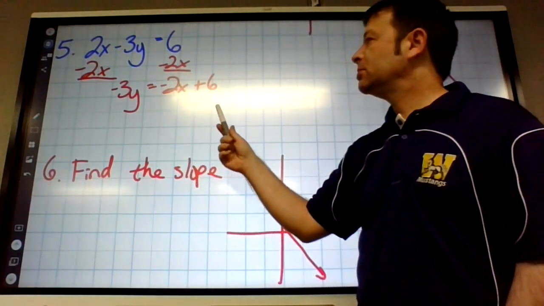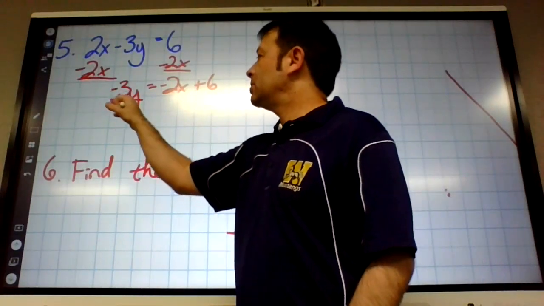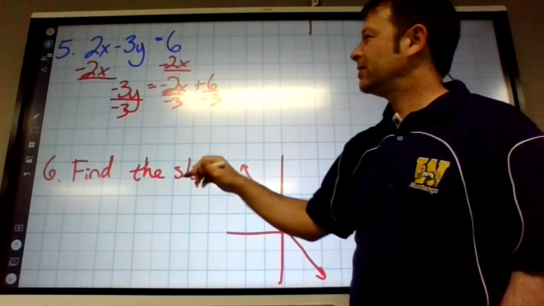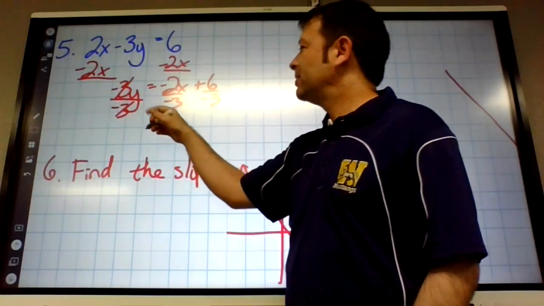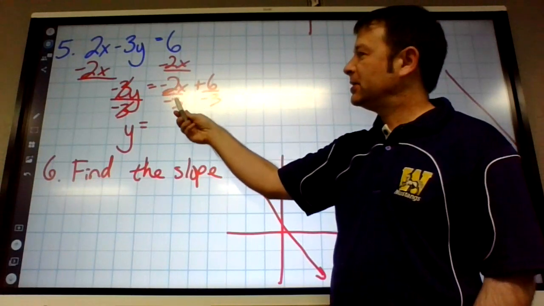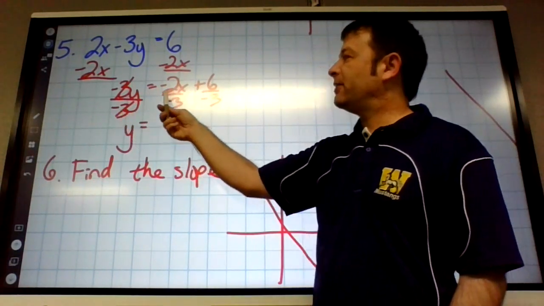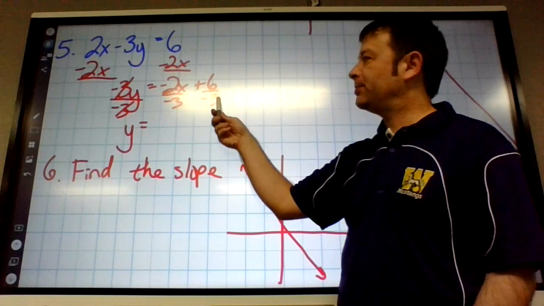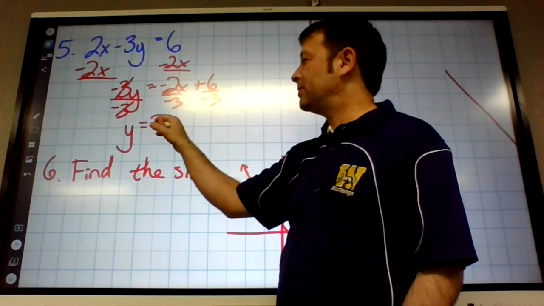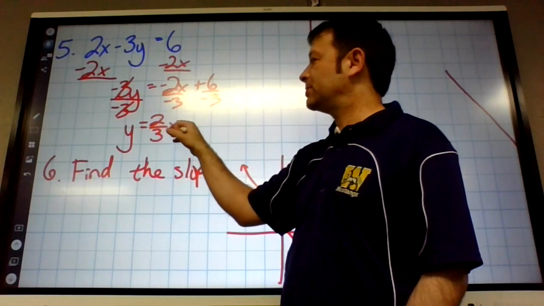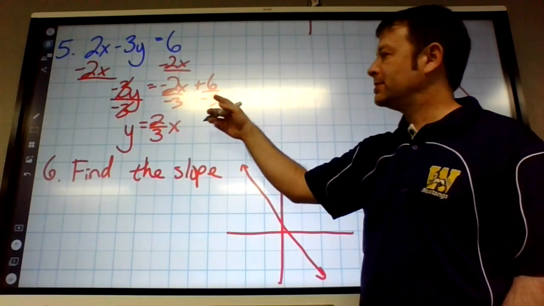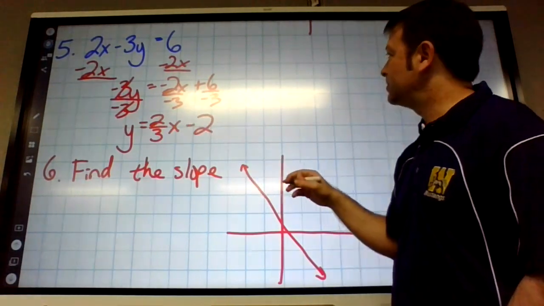Okay. And then you divide. Yep. Divide by negative three. So we get y equals, so notice everything got divided by 3, every term. Negative 2 divided by negative 3 does not divide well, so it's just 2 thirds. 6 divided by negative 3, however, is negative 2.